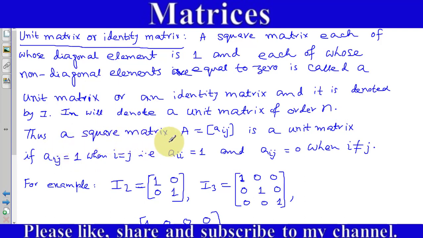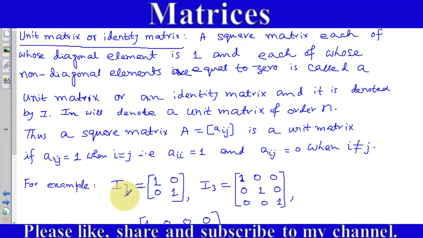Thus, a square matrix A is equal to Aij is a unit matrix if Aij is equal to 1 when i is equal to j, that is Aii is equal to 1, and Aij is equal to 0 when i is not equal to j. That is, if the number of rows and columns are the same, then diagonal entries are 1 and others are 0.